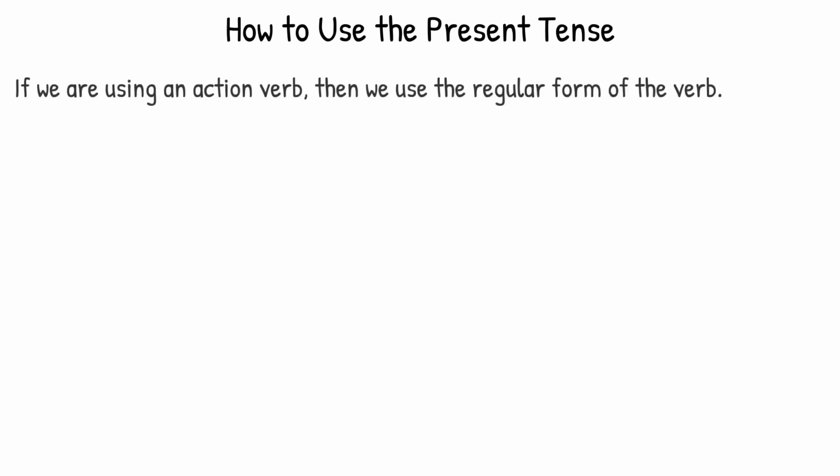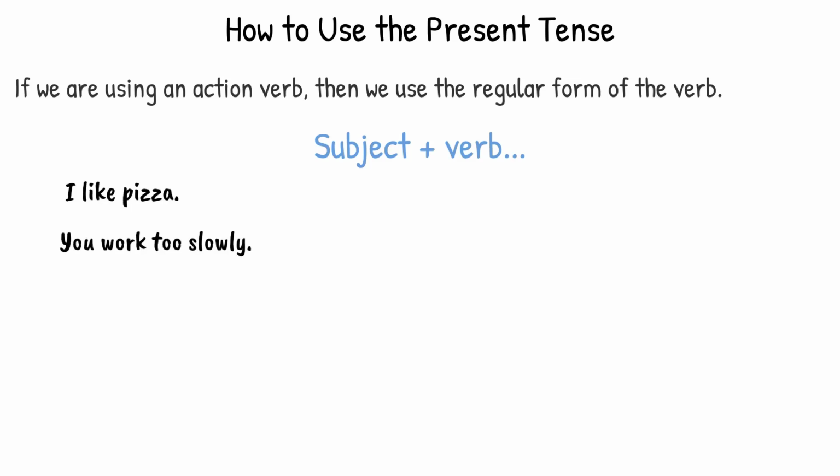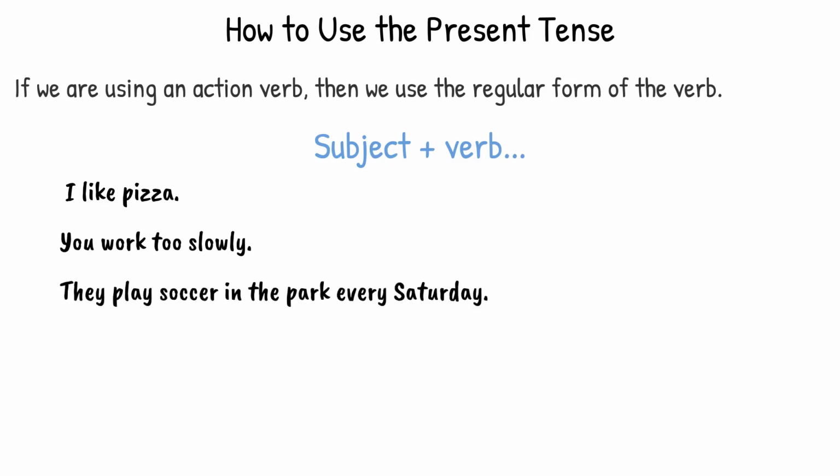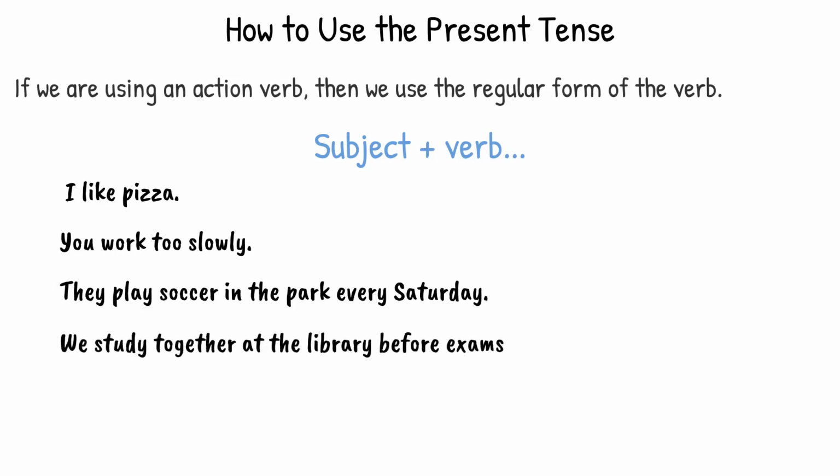If we are using an action verb, then we use the regular form of the verb. We use this sentence pattern. Subject plus verb. For example, I like pizza. You work too slowly. They play soccer in the park every Saturday. We study together at the library before exams. I think she is nice.